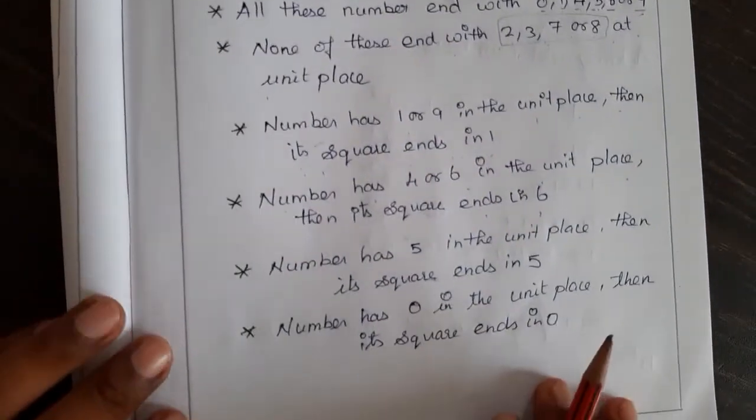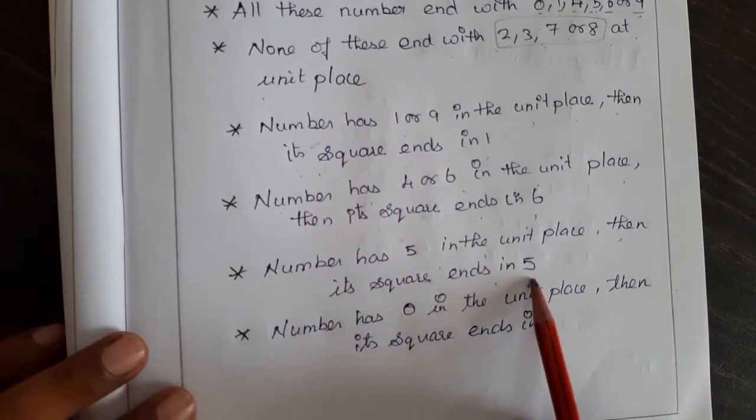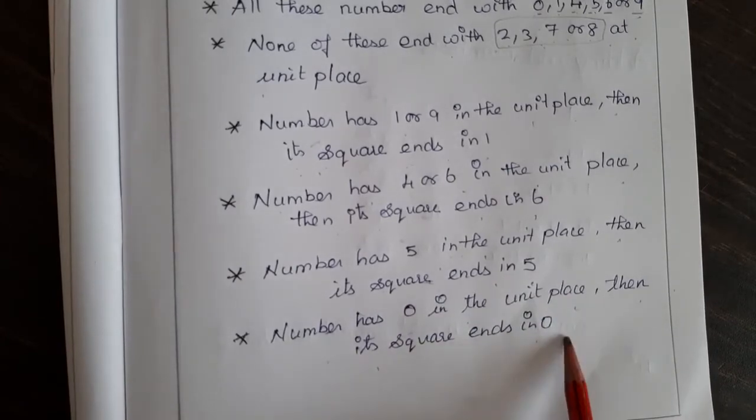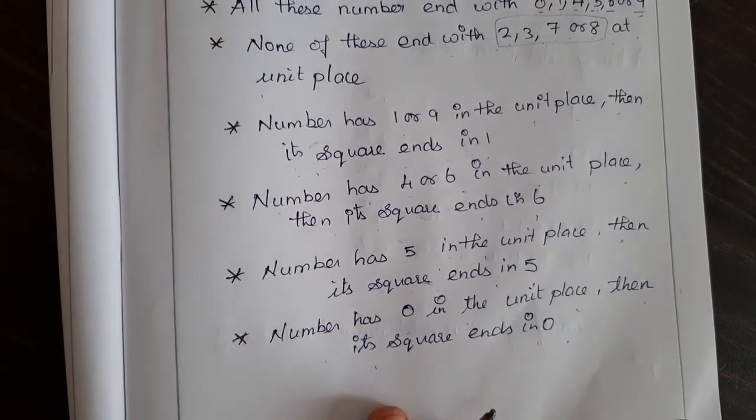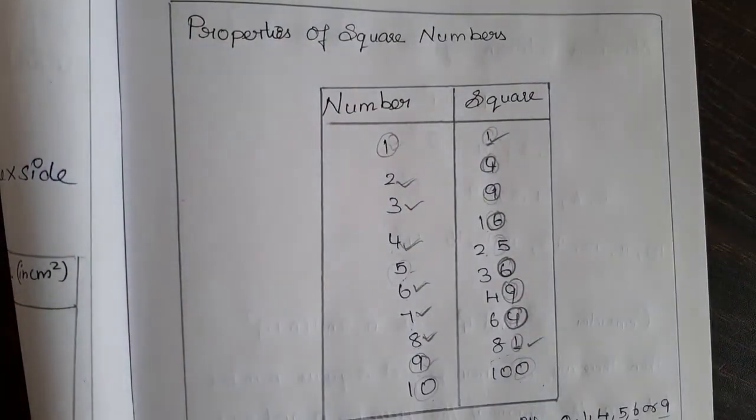That's what we are going to see next. If the number has 5 in its unit place, then its square ends in 5. If the number has 0 in the unit place, then the square of the number ends in 0. So these are the patterns we can observe from the square tables.